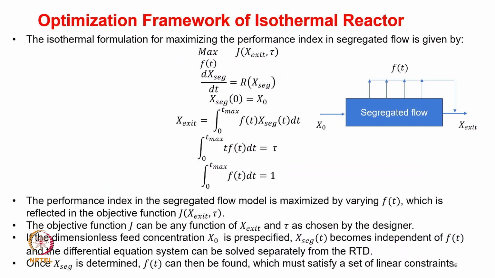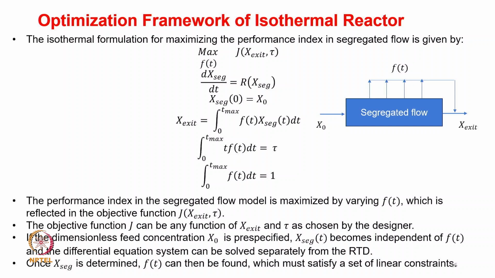So that this integral will always be 1. Let's look at the optimization framework for an isothermal reactor. The isothermal formulation might involve maximizing a certain performance index. The performance index J would typically be a function of the conversion and residence time, as we saw here. Maximize the performance index, which we can define as a function of x exit and tau.